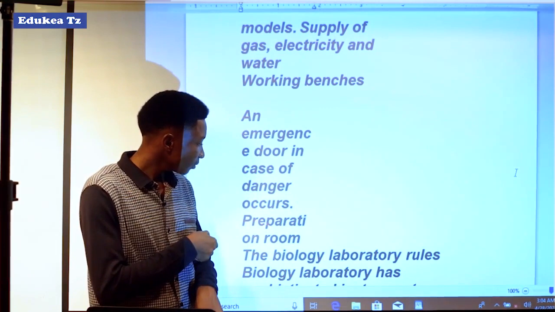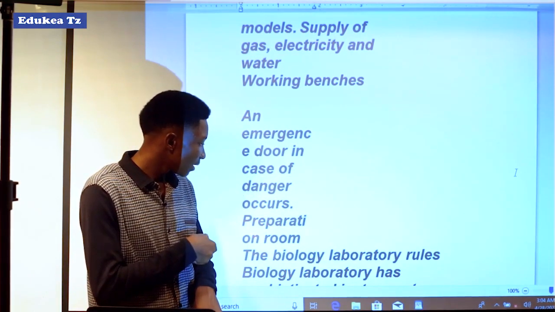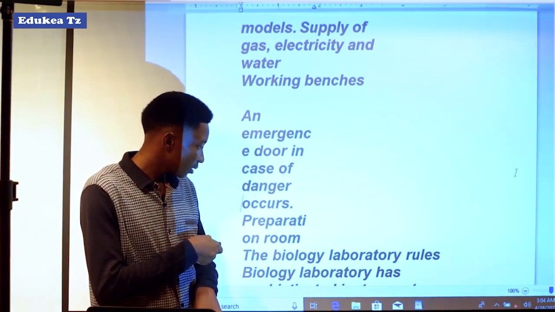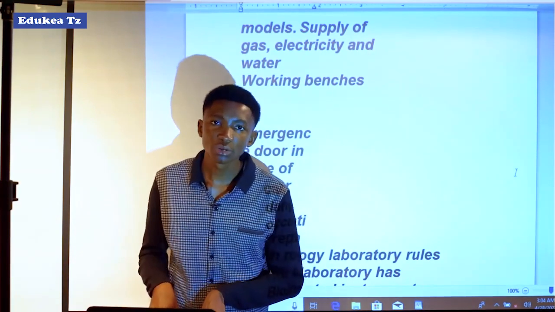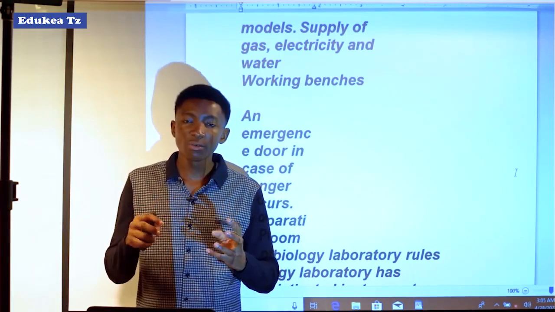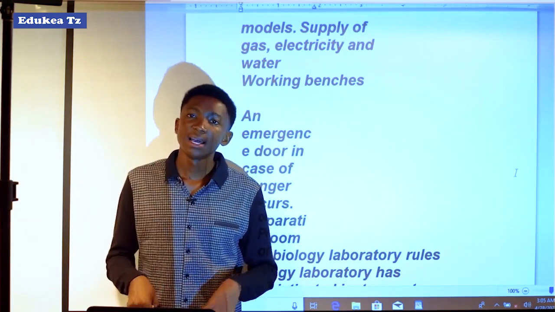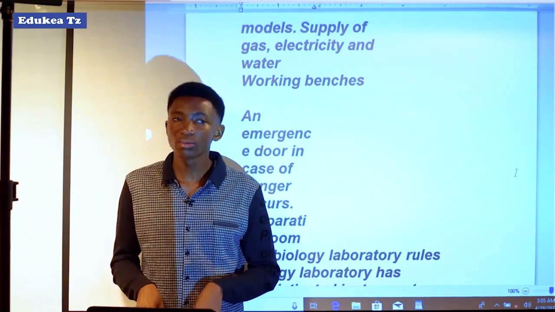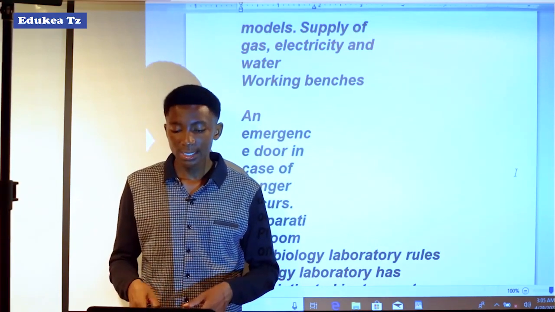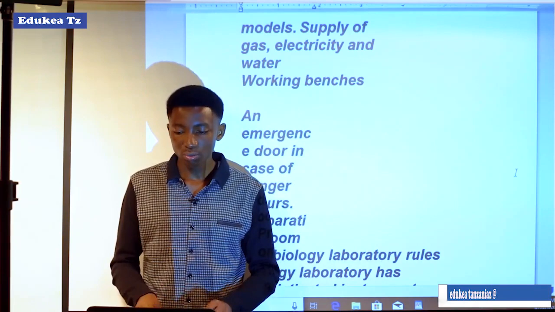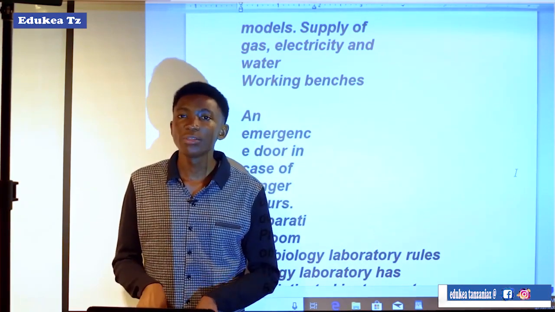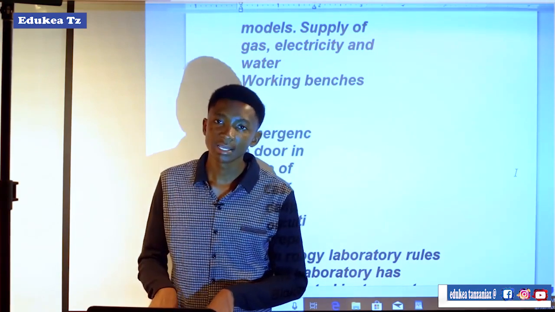And then we say preparation room. There must be a preparation room. In the same laboratory, there is need of space to prepare, either before doing the experiment or before doing the practical. You must have somewhere to prepare the chemicals, to prepare the specimens, to prepare before the experiment is carried out.